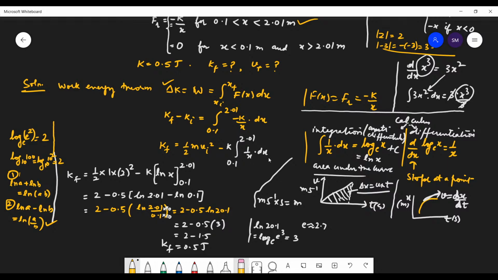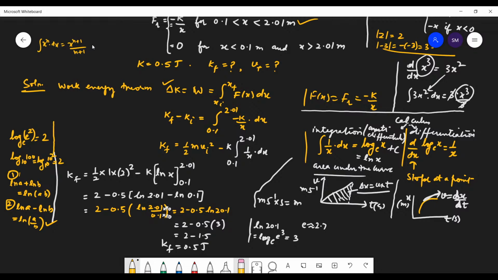And this is 1 by x dx. One formula of integration I told you is that the integral of x raised to the power n dx is equal to x raised to the power n plus 1 upon n plus 1.